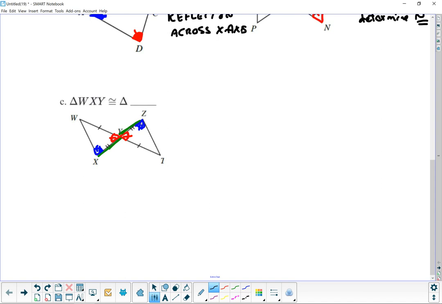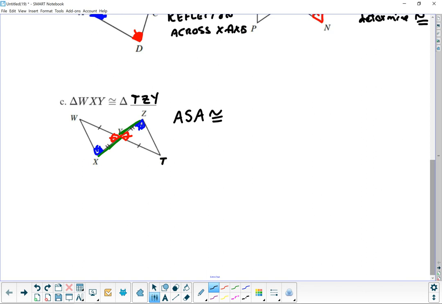Okay, so let's see. It looks like WXY. So it looks like I go from white angle to blue to red. So it'll be white, which is going to be, well, what is that down there? It looks like a T. We'll say that's a T. So it looks like it's congruent to triangle TZY. Okay, and this is by angle-side-angle congruence.